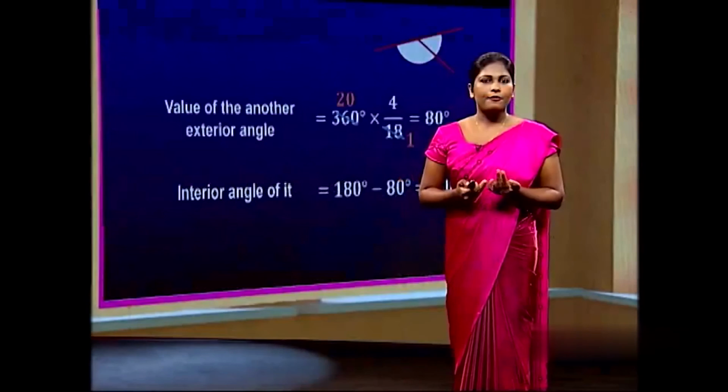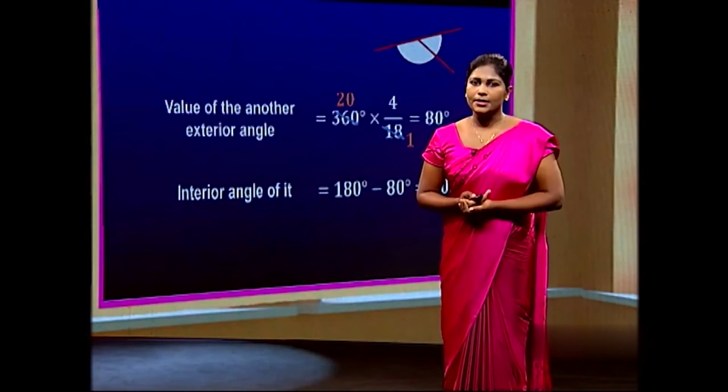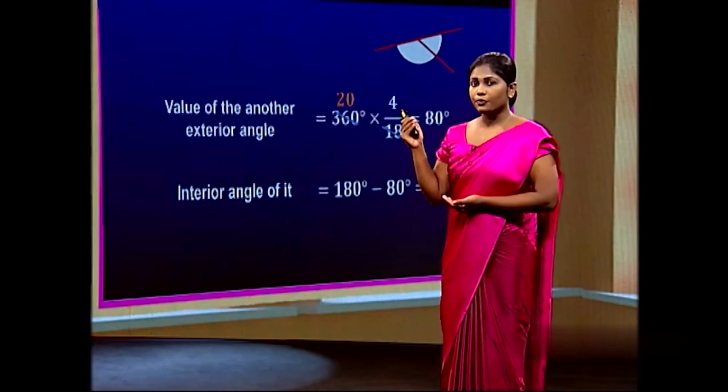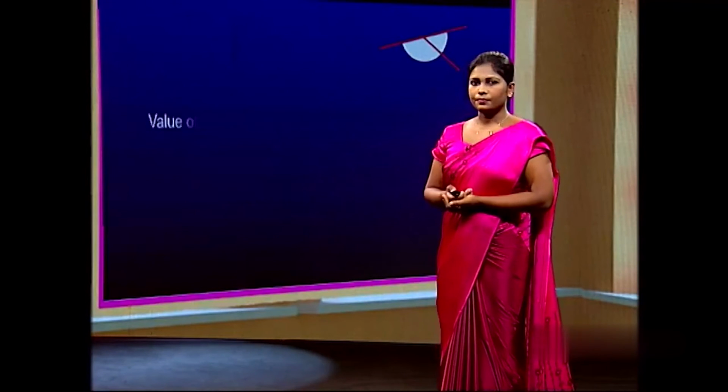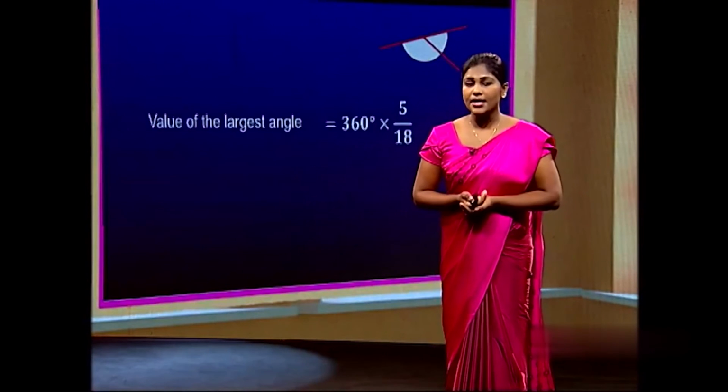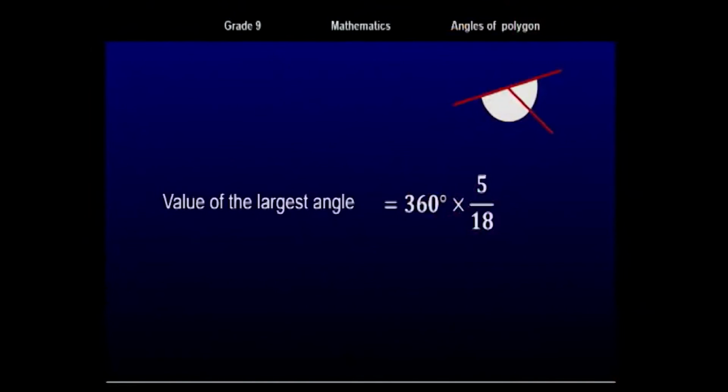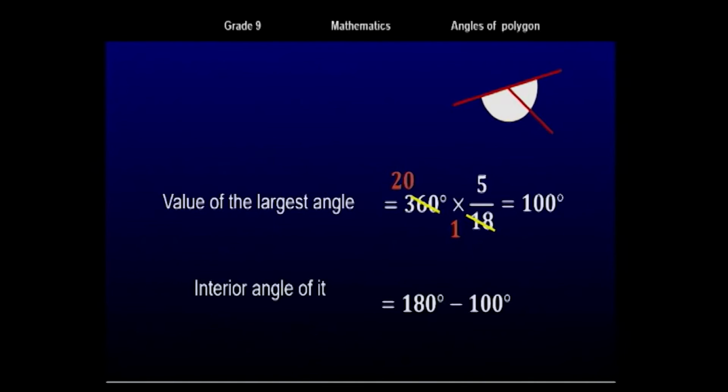Now, we have found 3 angles of this hexagon. We have to find another one, the value of the largest angle. Largest angle, 360 into 5 over 18. Then we can simplify 18 and 360, 100 degrees. So, what is the interior angle of this largest exterior angle? The sum of these two is equal to 180, then minus 100, it is equal to 80 degrees.